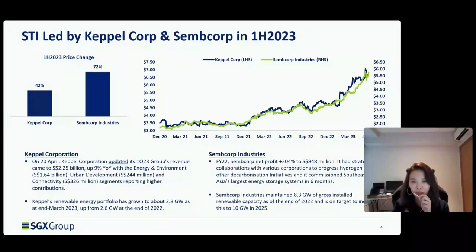Some key drivers for them is, of course, number one, more renewables, more sustainable urban developments, and lower carbon emissions. So in terms of the renewables, right, it did mention that for now, they have about 8.3 gigawatts of gross installed renewable energy capacity as of the end of 2022. And it is on track, right, to meet its target by 2025, which is to have 10 gigawatts of renewable capacity. Bit of background on renewable energy.